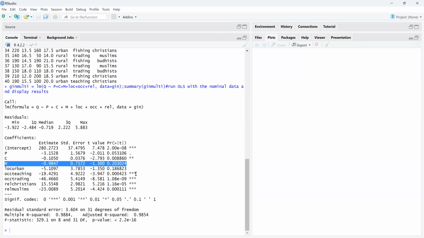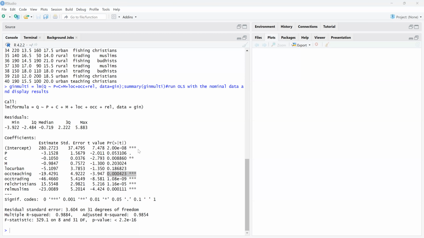Occupation teaching is significant at 0.1%. In fact, all the rest are significant at 0.1%. So the p-value is very useful because it can tell you individually whether a particular independent variable has a statistically significant effect on the dependent variable. And the significant codes will also guide you in determining it. That is partial significance. That is not joint significance, because that leaves us with the next question.